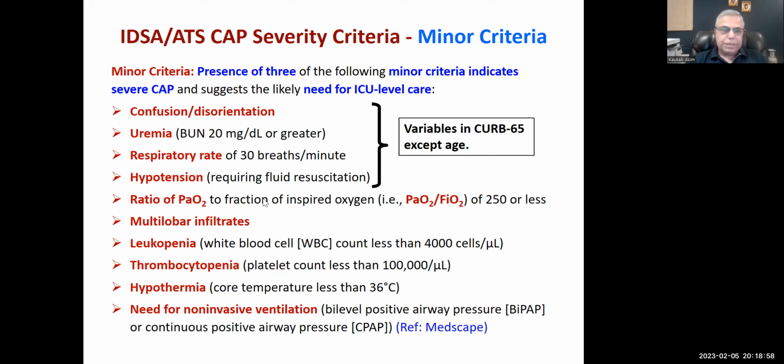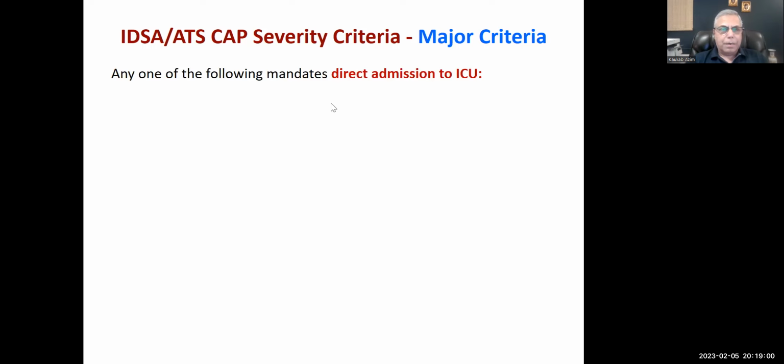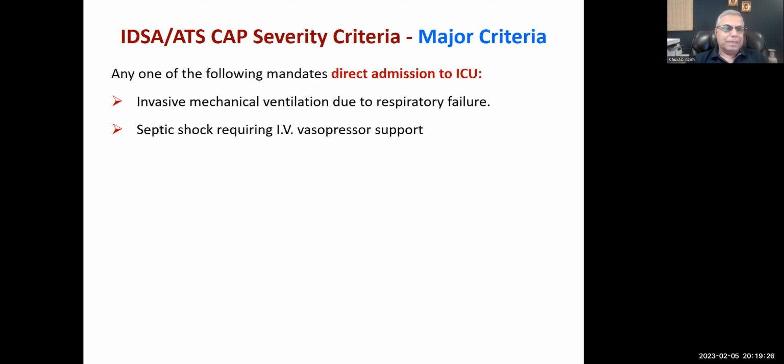So these are minor criteria, and the major criteria are these, and in these situations, we directly admit the patient to the ICU. Invasive mechanical ventilation due to respiratory failure. If the patient has got very high levels of CO2 in his blood, he has got respiratory acidosis, his pH is low, maybe 7.2 or less than 7.2, then obviously it is a serious case. And septic shock requiring IV vasopressor support. So these are serious cases, and you have to admit the patient to the ICU.